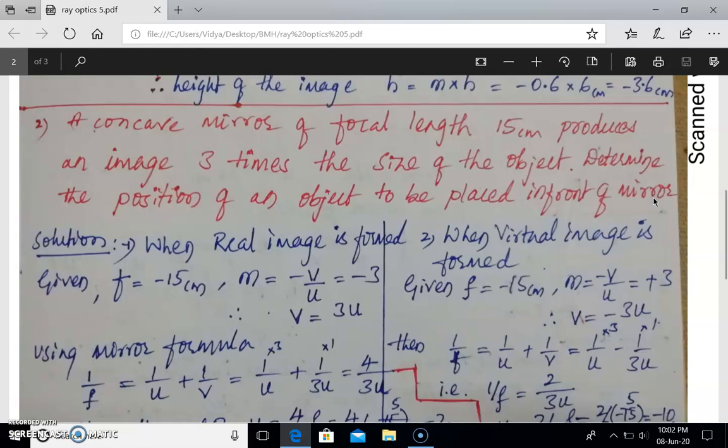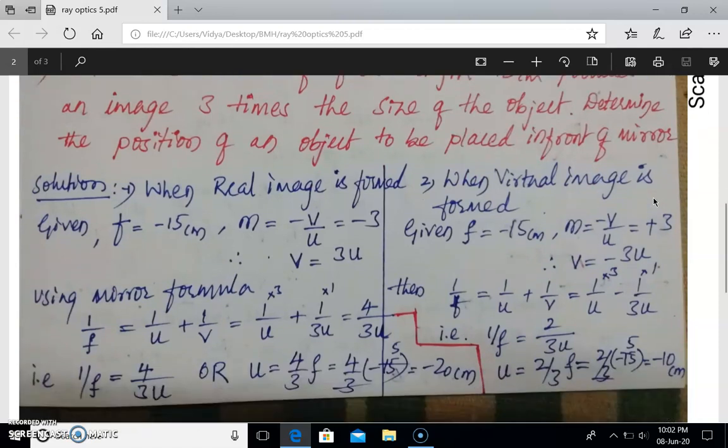Even in another case, if the object is placed in front of the mirror, the image will be formed behind the mirror. Nature of the image is virtual, erect and enlarged. In this case also, the height of the image amounts to be 3 times the height of the object, or magnification is 3 times. Solution.